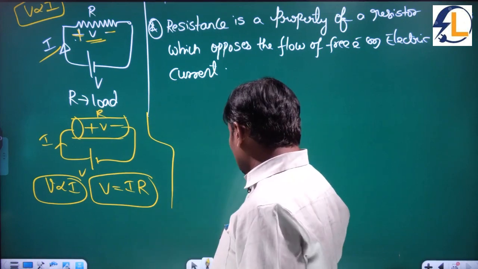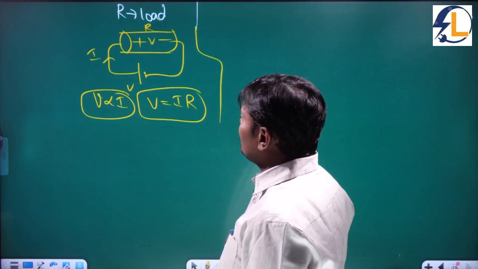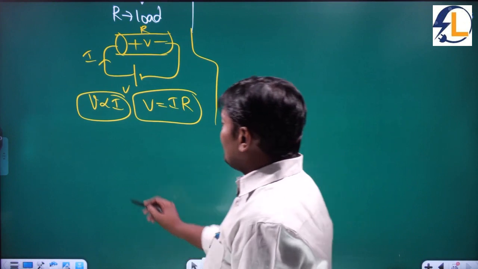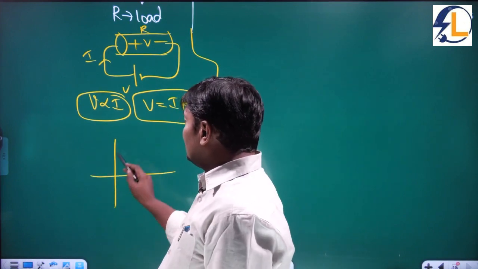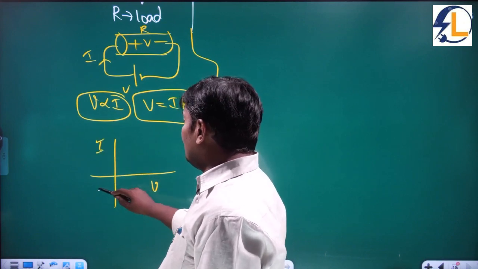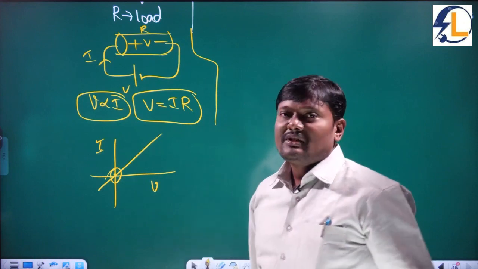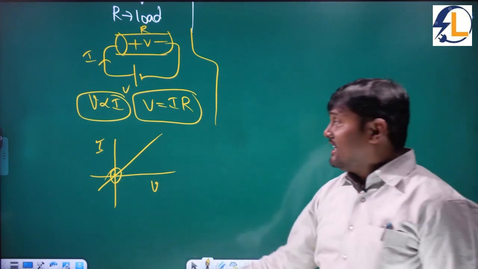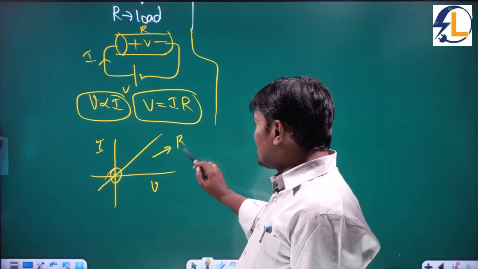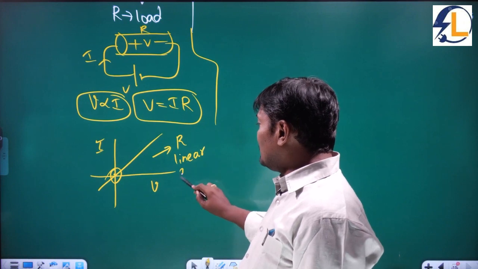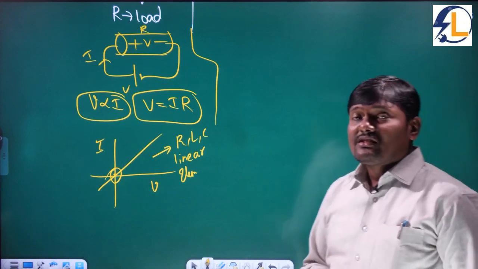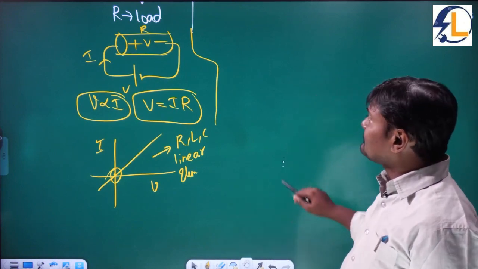So what are the limitations of Ohm's law? Observe that. Why am I calling a resistor a linear element? If you vary the voltage, the current also varies linearly, a straight line passing through the origin. That's why a resistor is a linear element. Similarly, L and C are the best examples of linear elements.